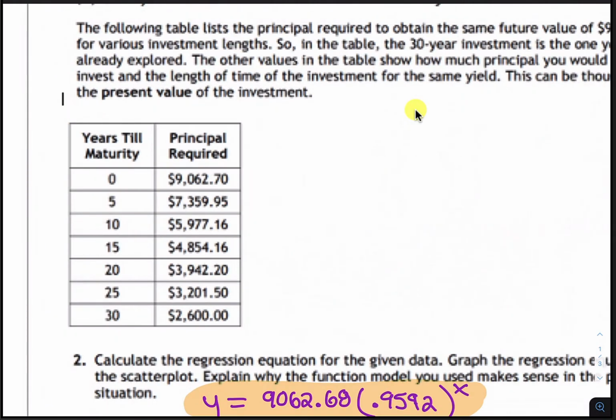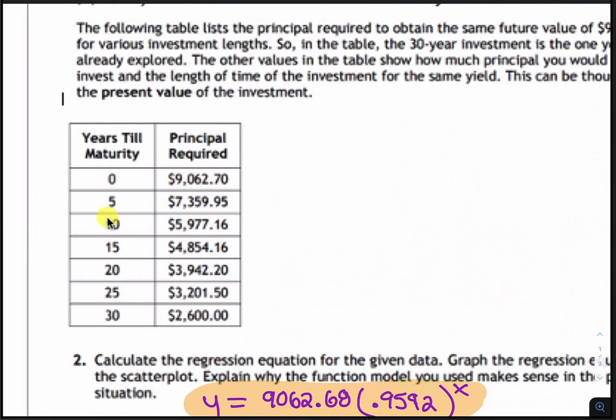Let's say that 30 years ahead, we are at retirement. So if we're at retirement 30 years from now, that means we are 0 years from retirement, and we would have $9,062.70 in the account. Well, let's say that we were 5 years out, 5 years away from retirement. We would need to put $7,359.95 in our account in order to have the $9,000 at retirement.